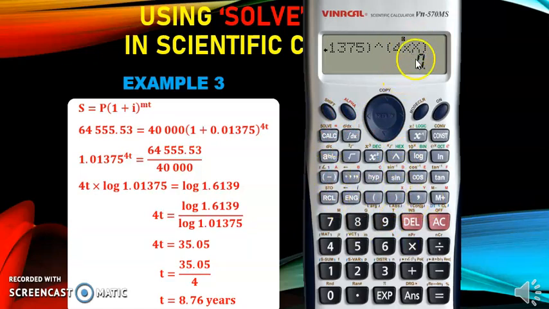How to find the value of x, or the value t? Press shift, solve. Then we get 8.76235515. For your answer, you just round off. In this case, we just round off to 2 decimal places.